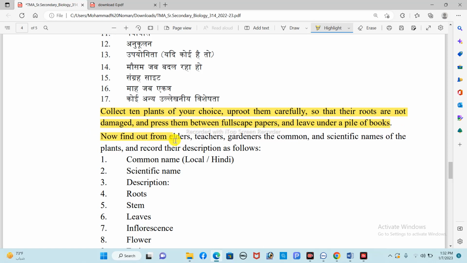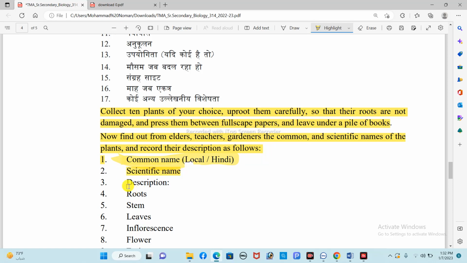Now find out from elders, teachers, gardeners, and common and scientific names of the plants and record their description as follows. Number 1, common name.